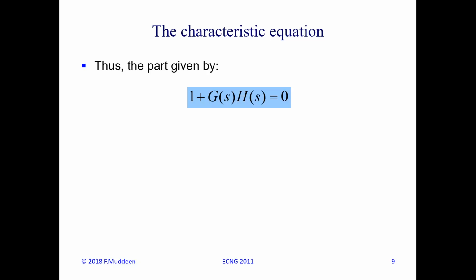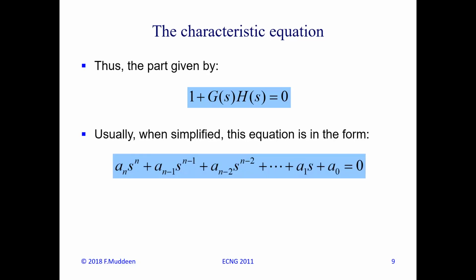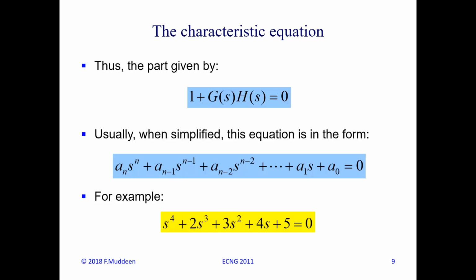And if we simplify that in some form, we're going to have some sort of polynomial equation equal to 0. An example of this polynomial equation can be seen where our highest power is s to the 4. Then we have descending powers of s: s to the 3, s squared, s to the 1, s to the 0, all the way down, and we equate that entire thing to 0.